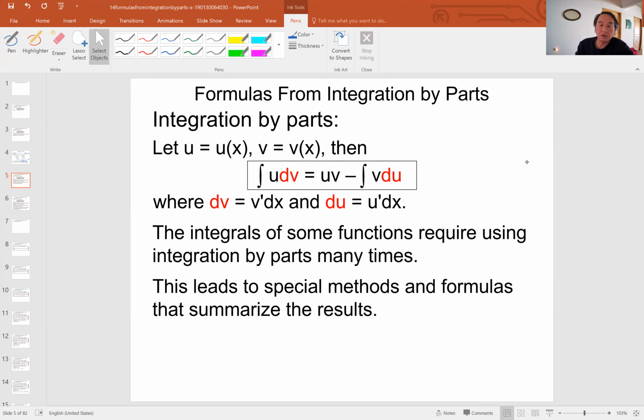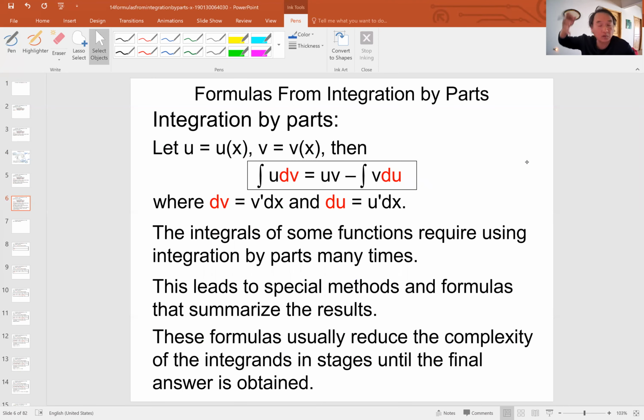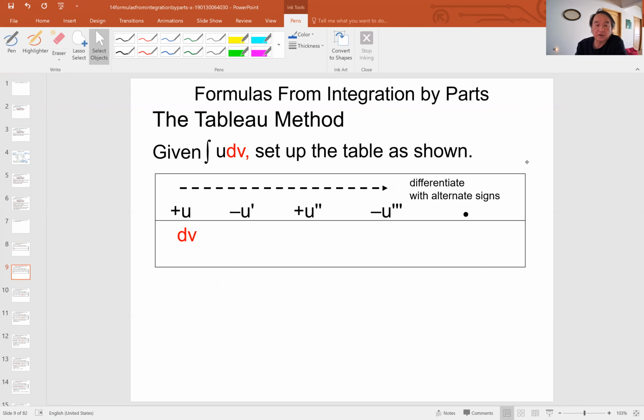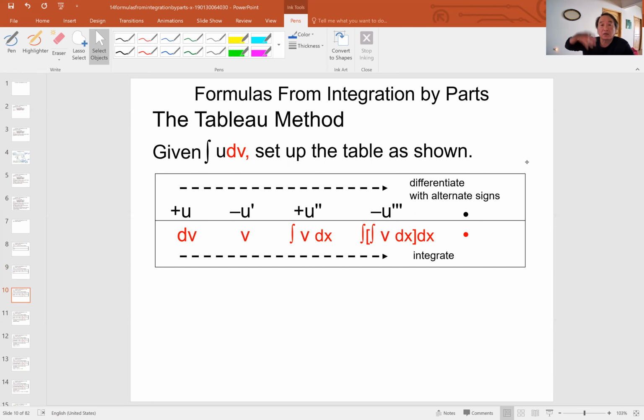Now, how do we organize these? Well, in engineering, we used to teach what we call the tableau method. It came out of engineering school, used to be how we calculate these. One recursive method for doing this is to set up the u and dv as a table, because we're going to keep taking the derivative of u, since we're going to apply integration by parts many times. So the u part is the one being differentiated, and then of course dv we're going to integrate to get v, then integrate it again and so on.